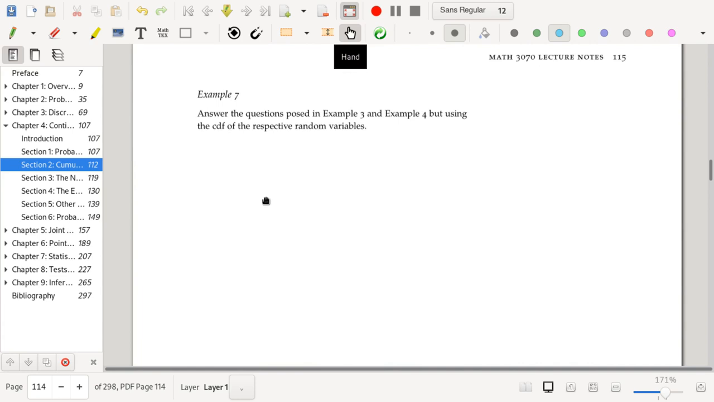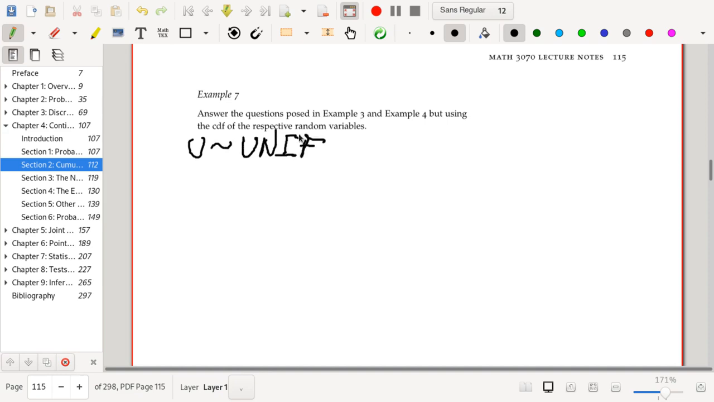Next up, answer the questions posed in example 3 and example 4, but using the CDF of the respective random variables. So we're going to have to be reminded of what those questions actually were. The first question we're reconsidering is the one where we had accidents along a stretch of road between the 100 and 150 mile posts, and we said the location of an accident, U, followed a uniform distribution with minimum parameter 100 and maximum parameter 150. This is example 3.